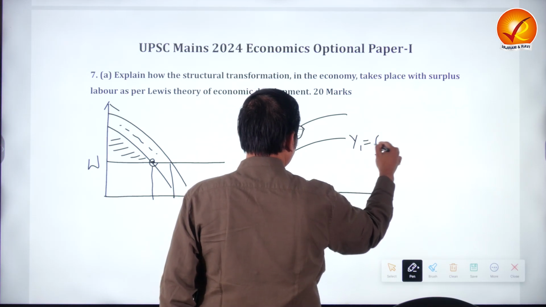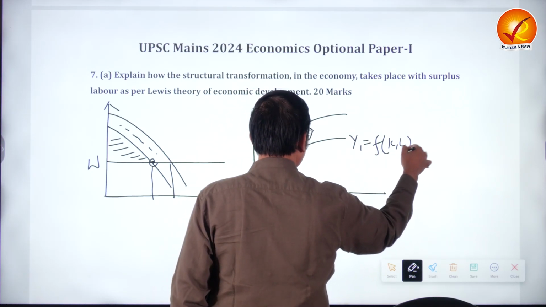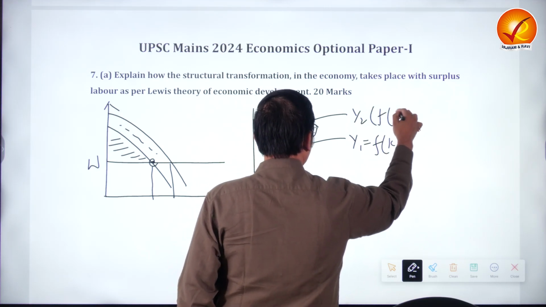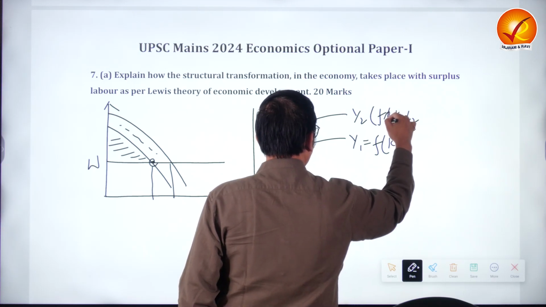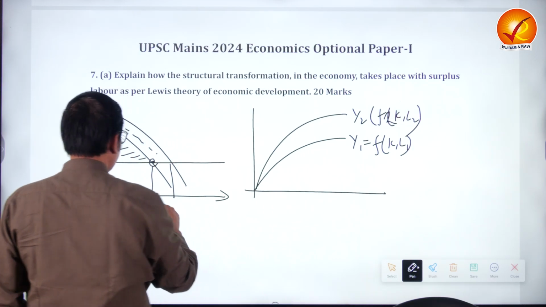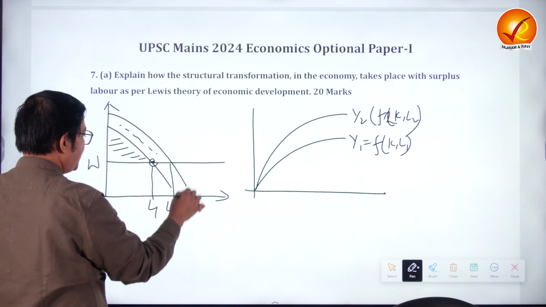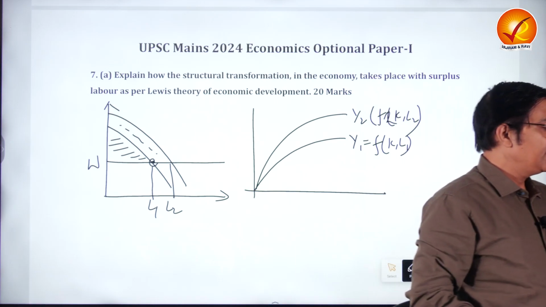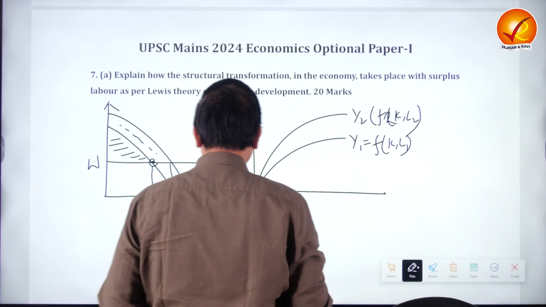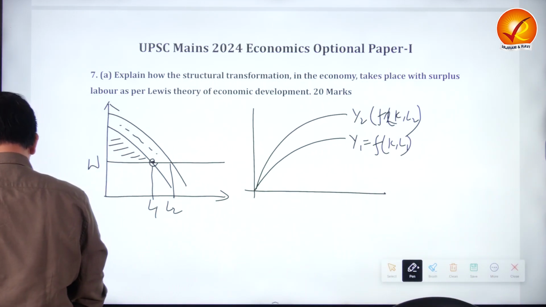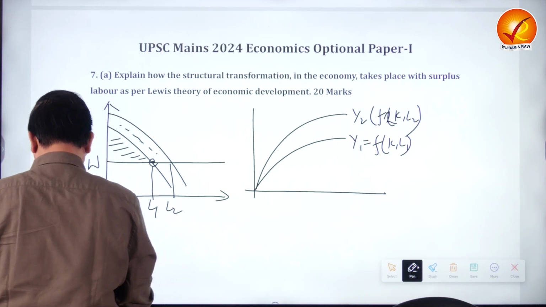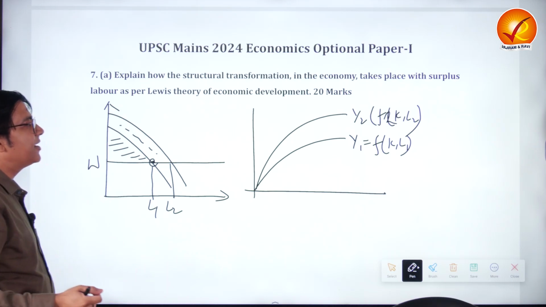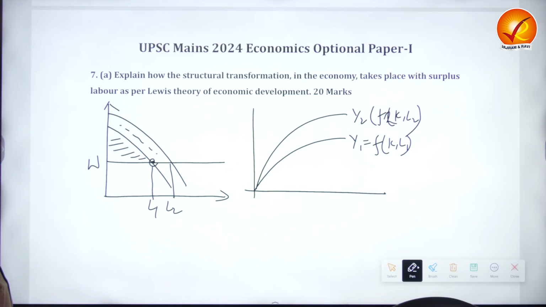So if we have Y1 equal to F of K, L1 initially, it can be Y2 equal to F of K, L2, something like that, where you can talk about the L1 and L2 over here. So this surplus which is coming in keeps on getting invested, and that is how the theory is explaining the growth over there. So that is the basic Lewis theory that we talk about. And the details I'm sure you have read about. This is one of the standard theories.